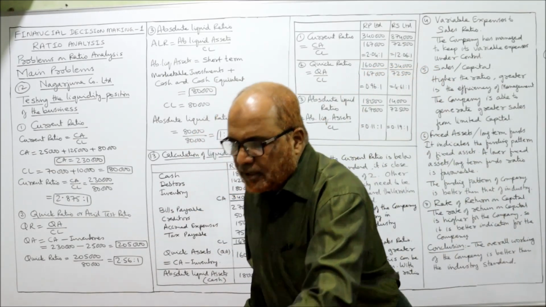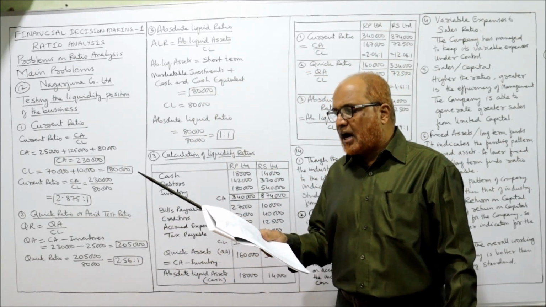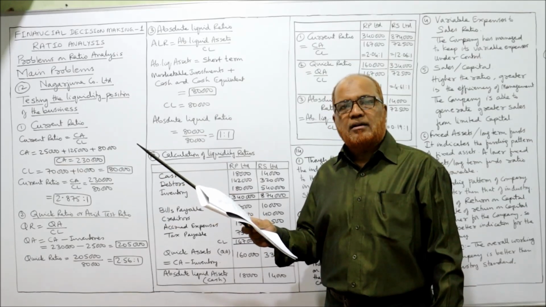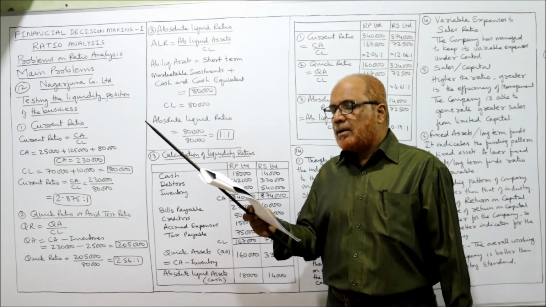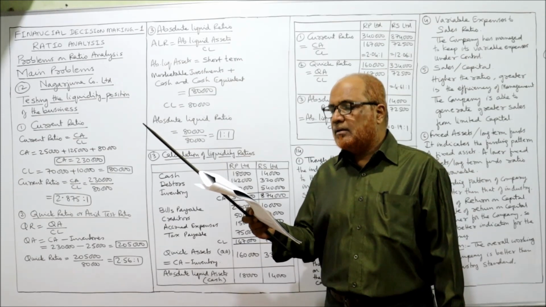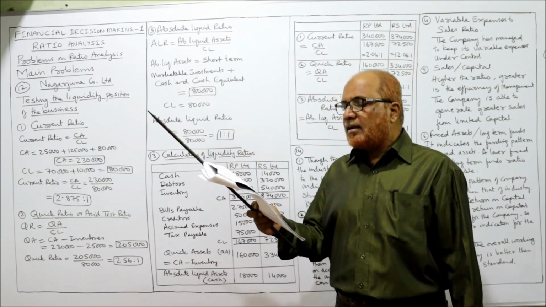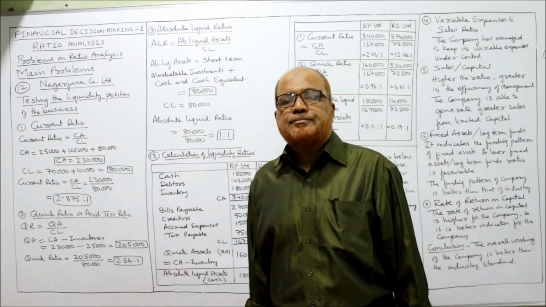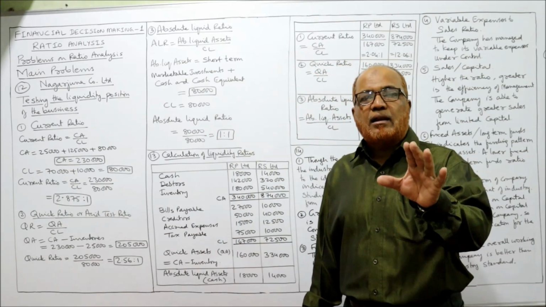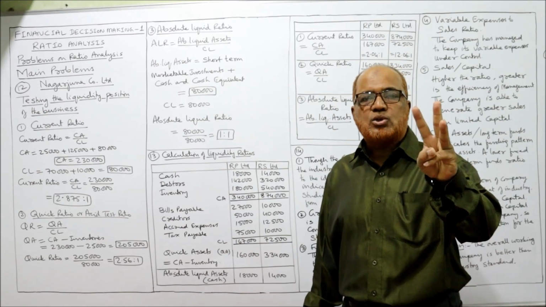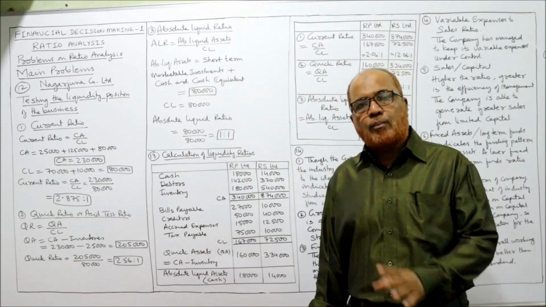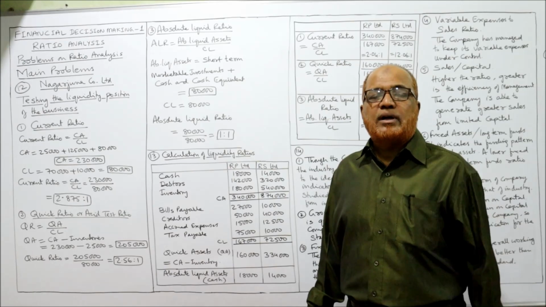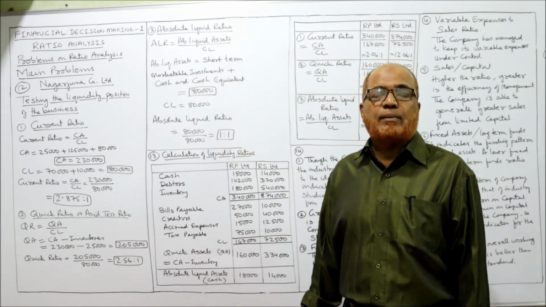Now the 13th problem. You are given the following information about two companies, RP Limited and RS Limited. So two companies' comparative data is given. Cash, debtors, inventory: these three are the current assets. And bills payable, creditors, accrued expenses, tax payable: these four are the current liabilities. Calculate the liquidity ratios for the two companies and interpret the liquidity position of the companies. It is asking you again to calculate three liquidity ratios, current ratio, quick ratio, absolute liquid ratio, for both companies, and to give the conclusion regarding their liquidity. Which company is better from the liquidity point of view?